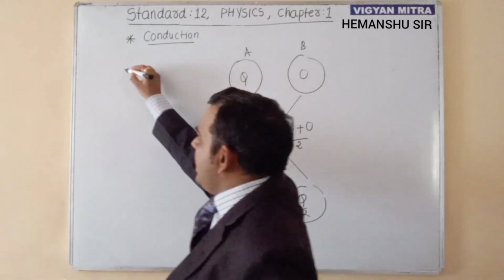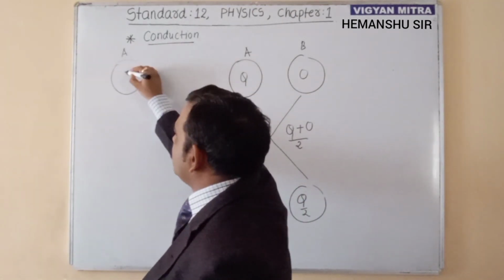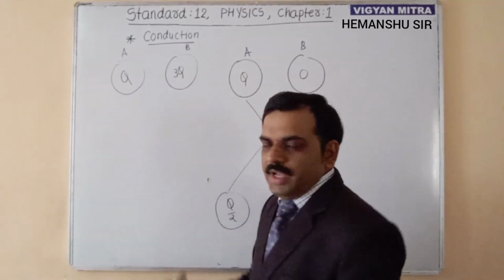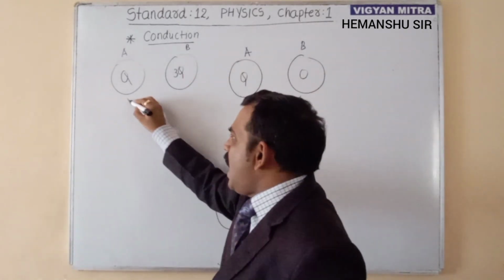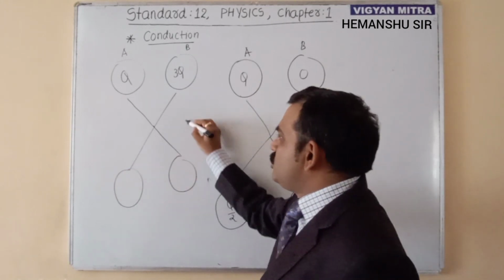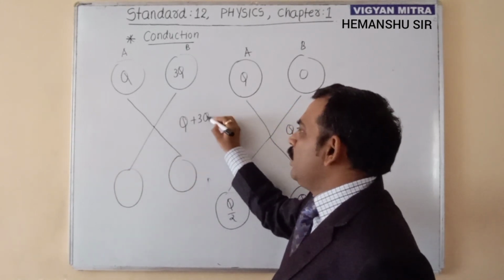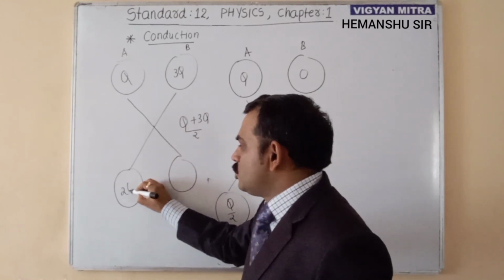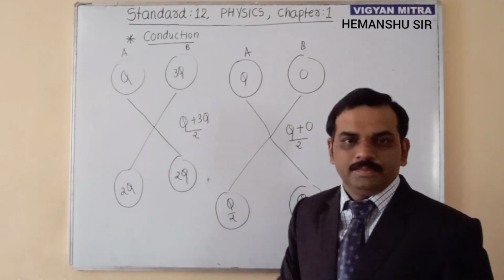Now, if A has charge Q, let B have charge 3Q. If these two spheres are brought in contact and separated, then the charge on them will be (Q + 3Q)/2. So it is 4Q/2, meaning 2Q, 2Q.